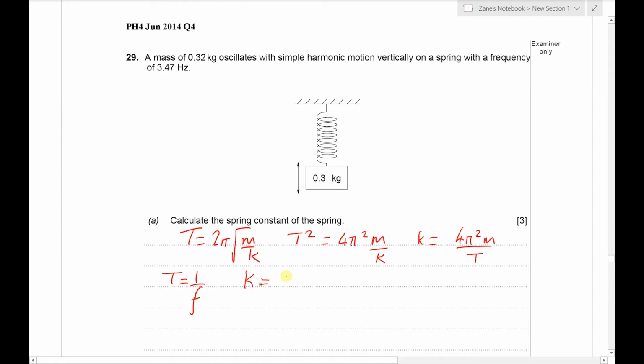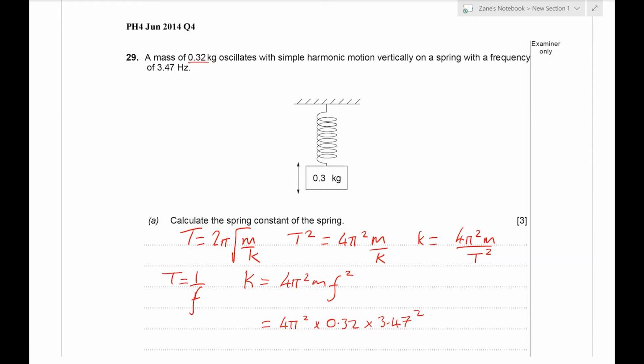Or if we want to do everything in one go, we can replace T squared by 1 over f squared, in other words an f squared on the top. So I'll put in the figures: 4 pi squared times 0.32, and multiply by the frequency squared of 3.47 Hz. So let's put that into the calculator. And we end up with about 152.